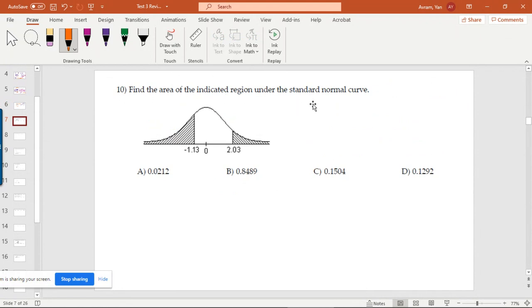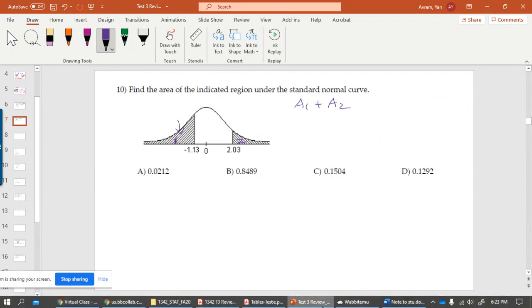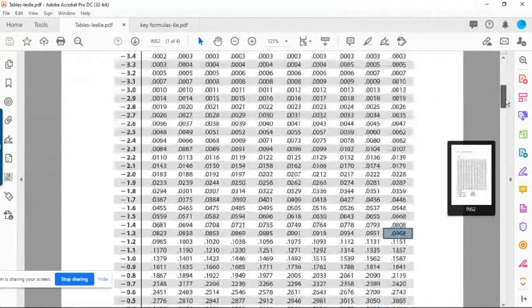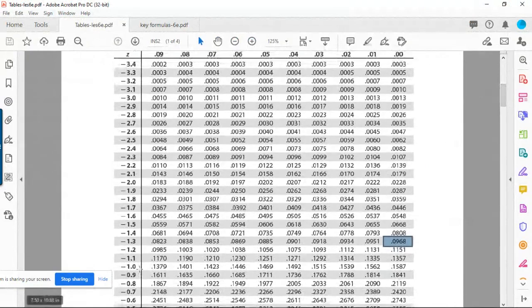This one, you want to find the area under these two. Well, this is a little bit more complicated because we have an area to the left. We're going to call this area 1, and then we have area 2. So this total area is area 1 plus area 2. Then we have to find each area. This is area to the left, so I can just read the table. So that's negative 1.13. That should be pretty straightforward, negative 1.13.